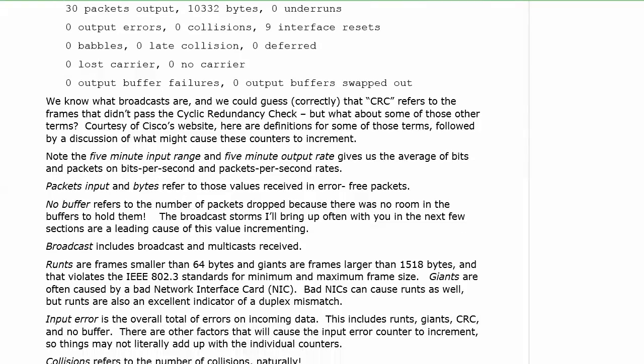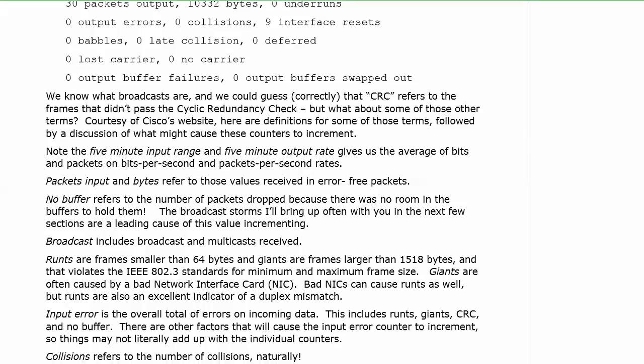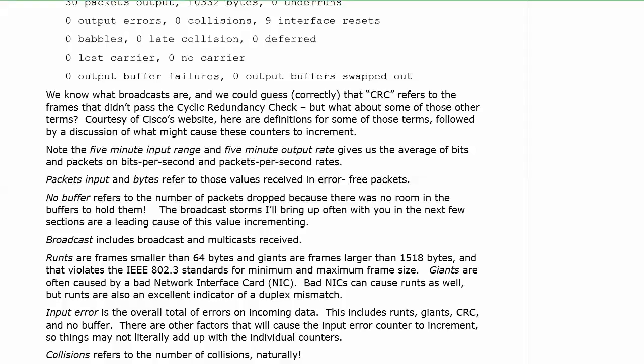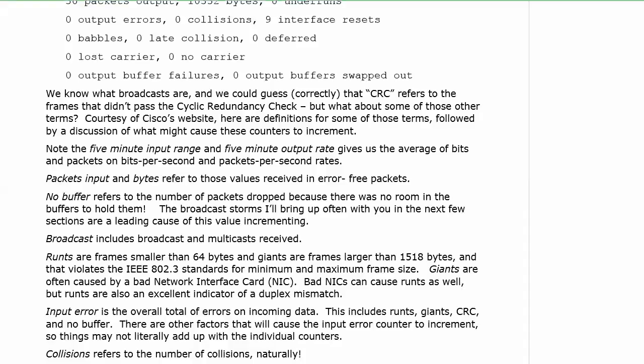So let's take a look. Collisions, of course, refers to the number of collisions. And what might those indicate, you think? On a network that is set up for full duplex, hint, hint, and all of a sudden we've got collisions, which we shouldn't be having, theoretically, hint, hint, that could be our duplex mismatch rearing its ugly head as well, because that means somebody is transmitting at half duplex, and that could lead to data collisions. So that's a big hint there as well.